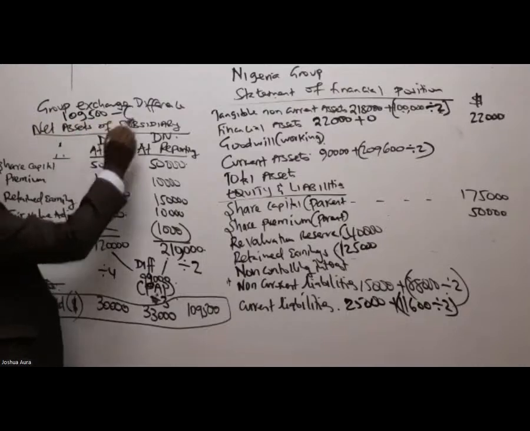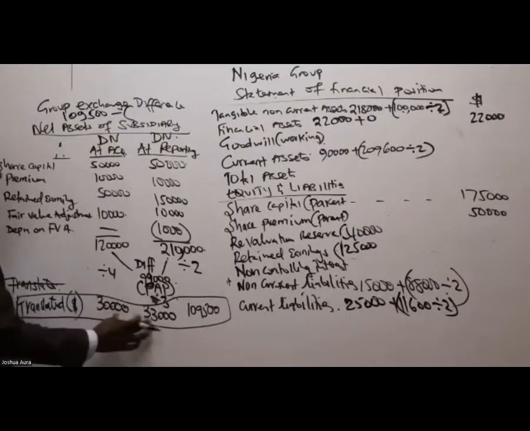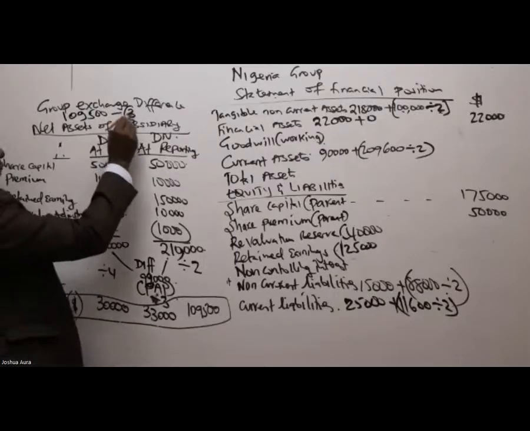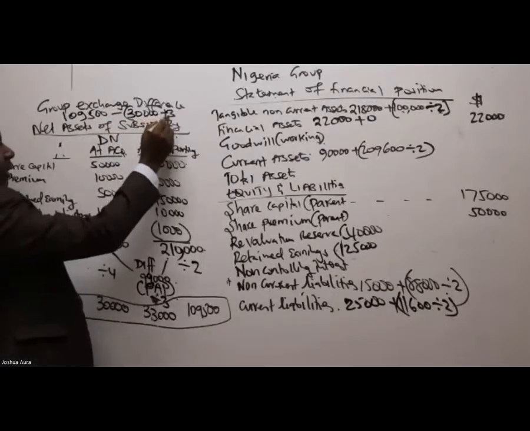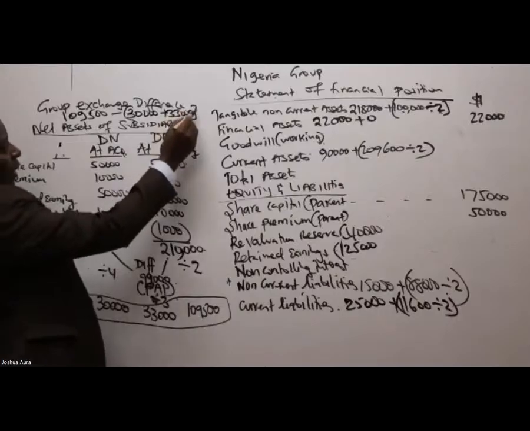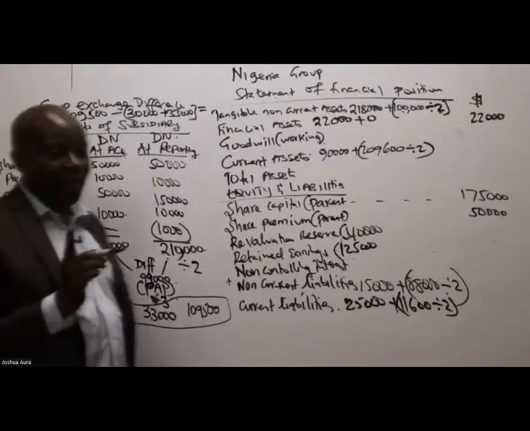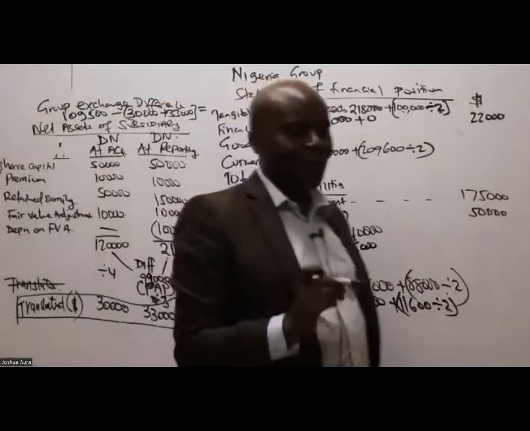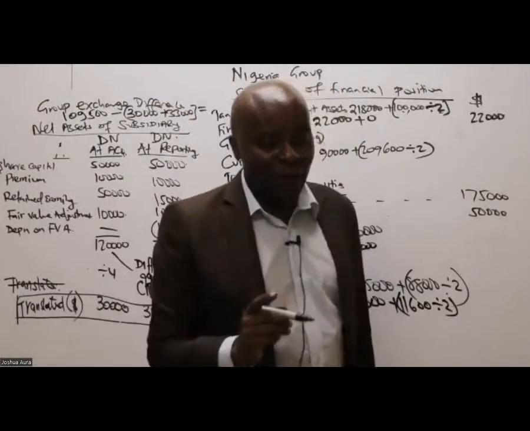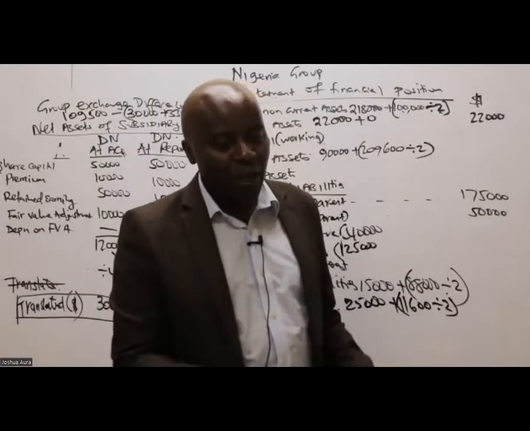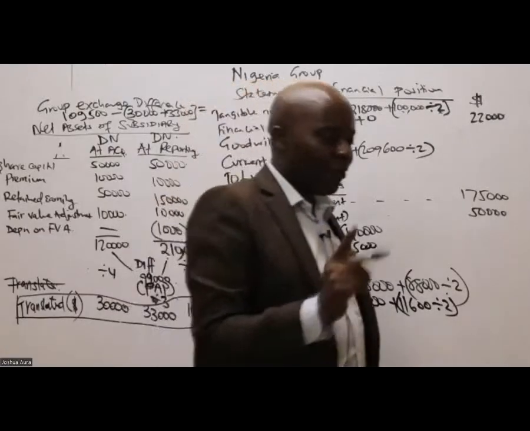109,500. I subtract the sum of these two. So we are talking of 30,000 plus 33,000. So could you kindly give me this figure? The group is gaining here. The group exchange difference, we have 46,500.